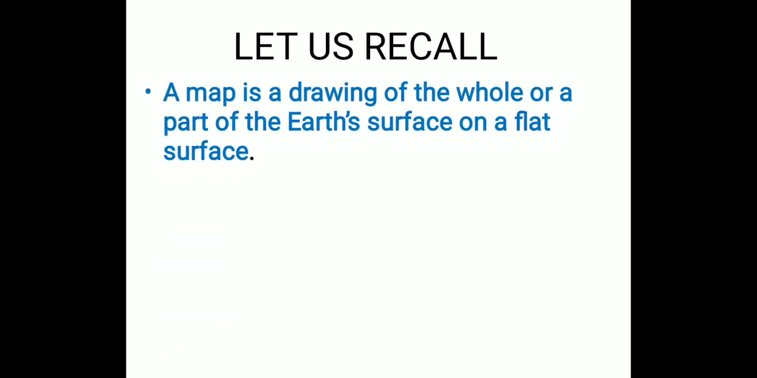Let us recall. A map is a drawing of the whole or a part of the Earth's surface on a flat surface. So what is a map, students? A map is a drawing of the whole or a part of the Earth's surface on a flat surface. So we draw a part or the whole of the Earth's surface on any flat surface.